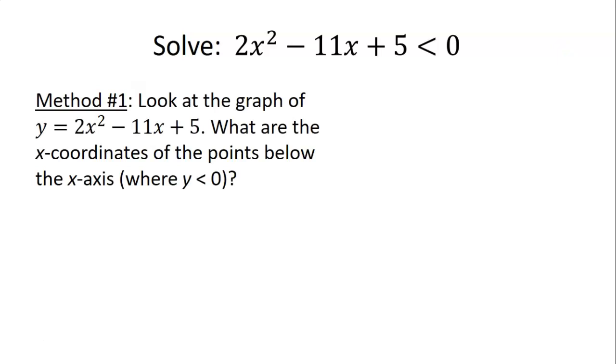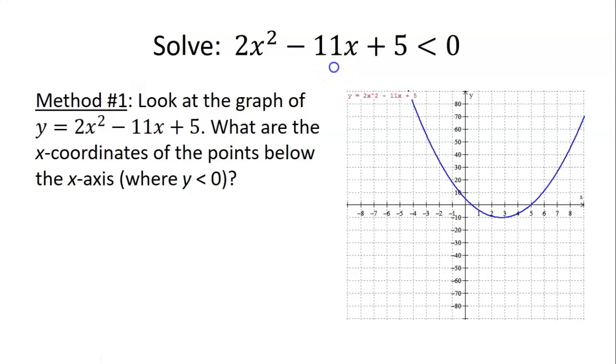Method number 1 involves looking at a graph, kind of like what we were just doing. So if you're doing it this way, you would look at the graph of y equals 2x squared minus 11x plus 5, which looks like this. And we want to know what are the x coordinates of the points where y is less than 0. Those would be the points below the x-axis.